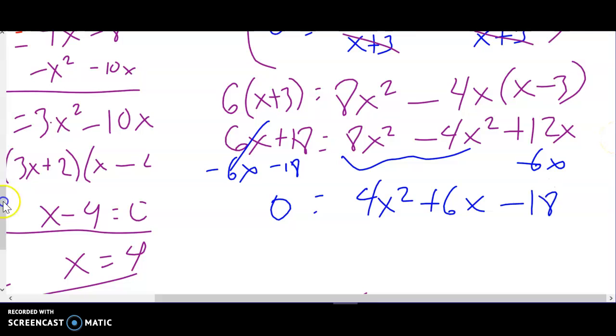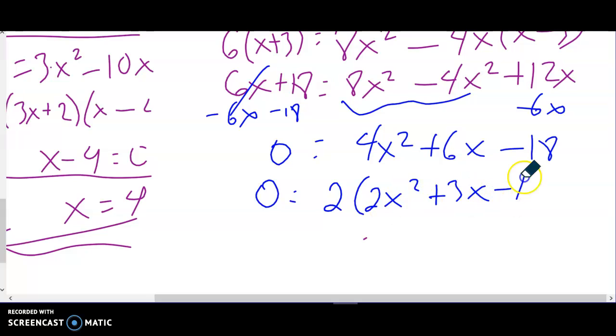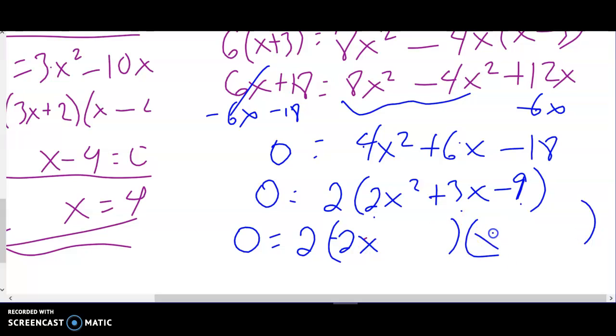All right, if you want the quadratic formula, go right ahead. However, I highly recommend attempting to factor, or at least factor out a 2 and do quadratic formula with 2, 3, and negative 9, as opposed to 4, 6, and negative 18. I'm going to go ahead and try to factor this. You can test out a discriminant if you wish.